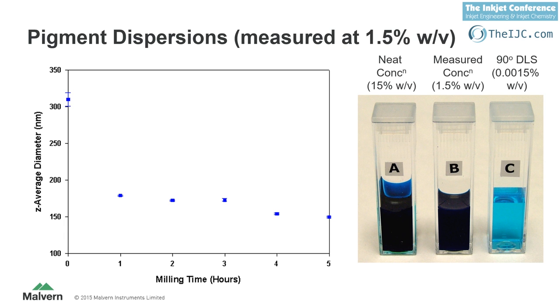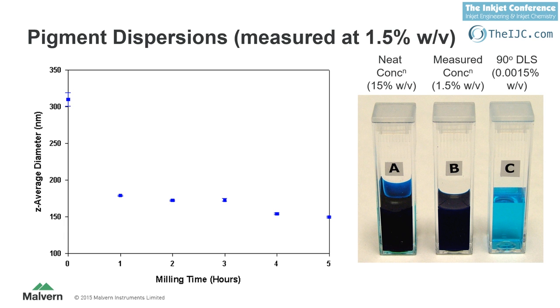So if we look at that dispersion process, that milling process, on the right-hand side, what we start with is the neat ink concentration, so that's sample A. The concentration at which we measured it, which is 1.5% weight volume, and the concentration at which you would have to measure it on a typical 90-degree dynamic light scattering system. So that's detecting it, diluting it about 10,000-fold.